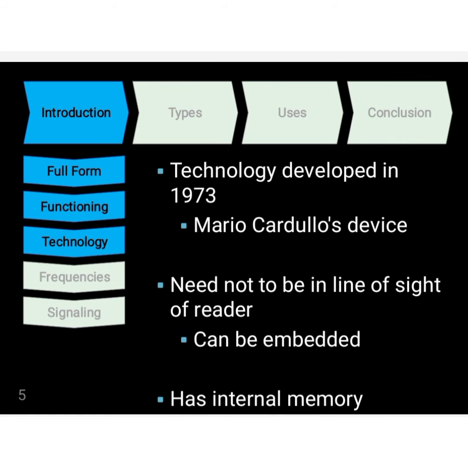Can be embedded means the chip can be inserted in any type of device and has an internal memory, which can store the ID, and other than that it can't store anything.